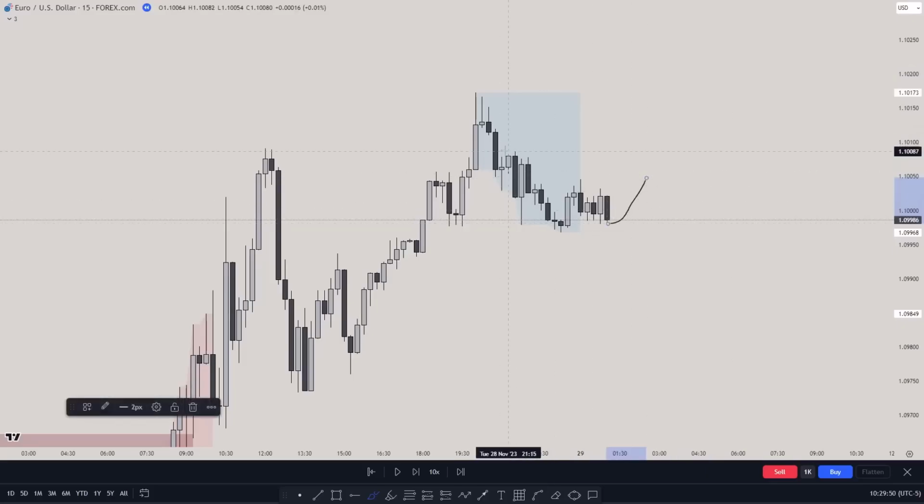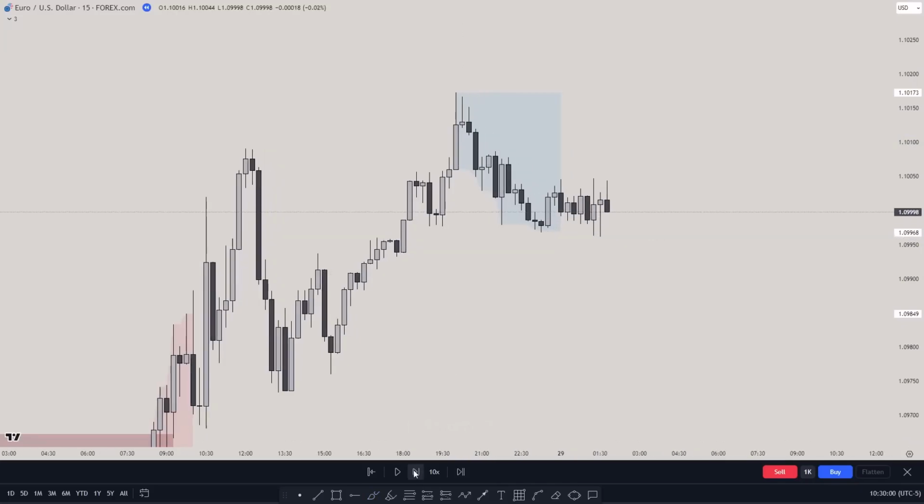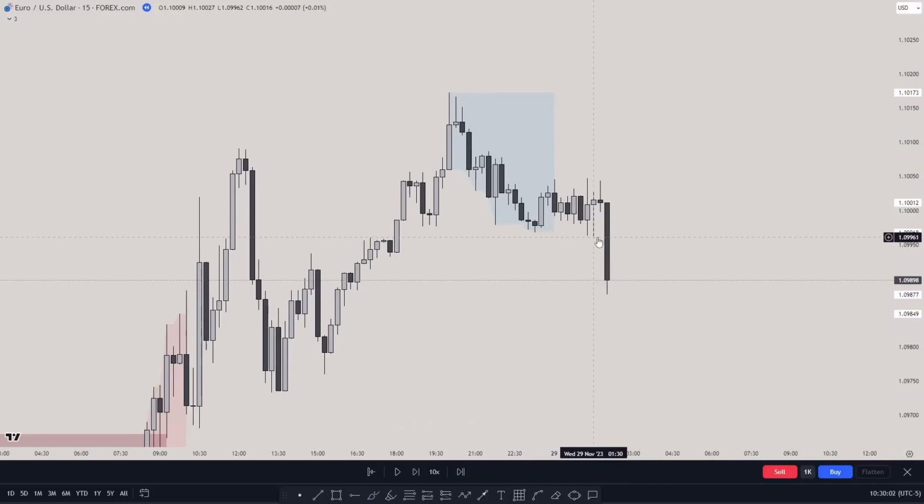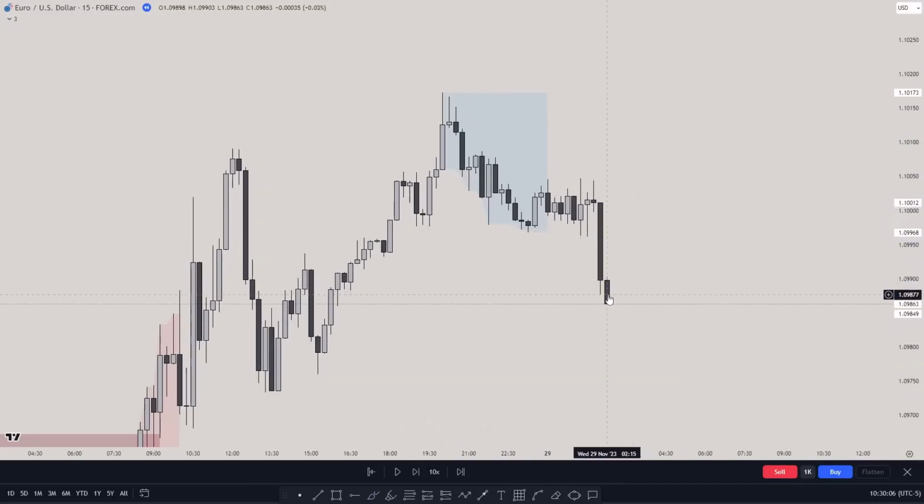So if price could come here, sweep this level in the 15-minute, I'll go to the 1-minute and look for a reversal from here. What I saw here is this. Price went lower, and people who waited for the sweep and entered here are losing, and this is simply at the start of the London kill zone. So here's the start of the London kill zone.